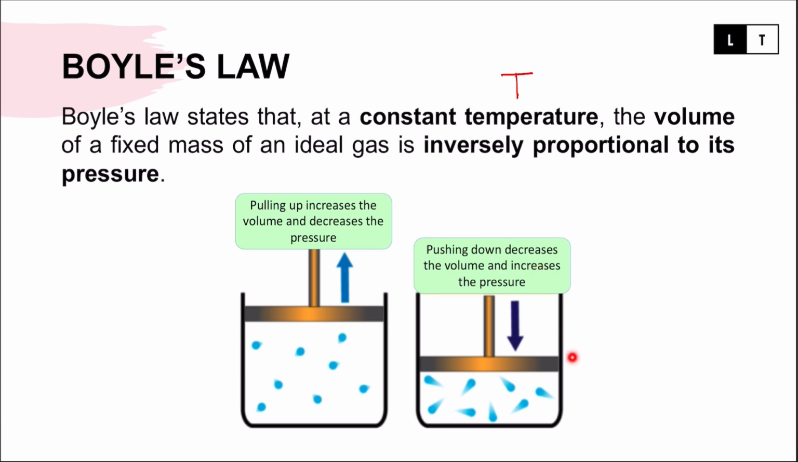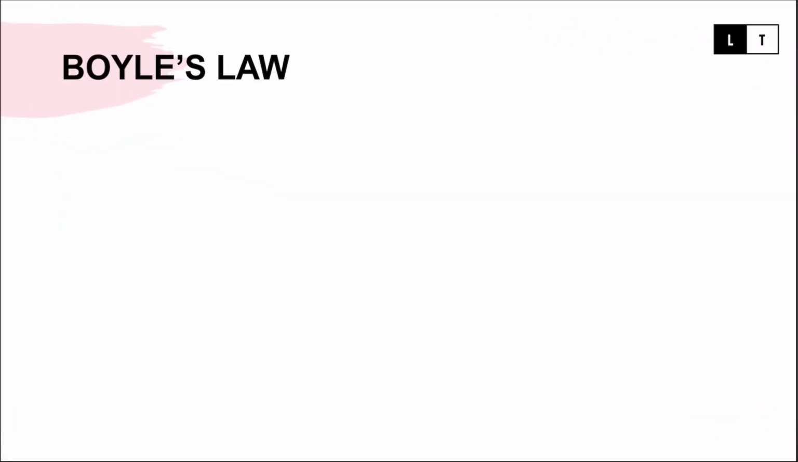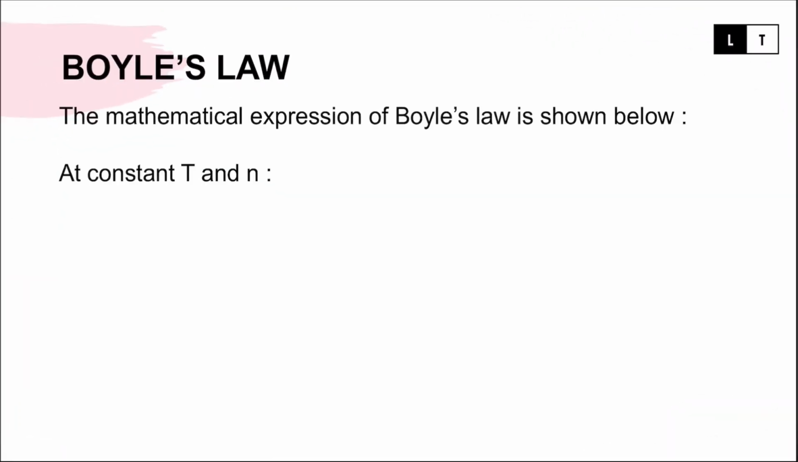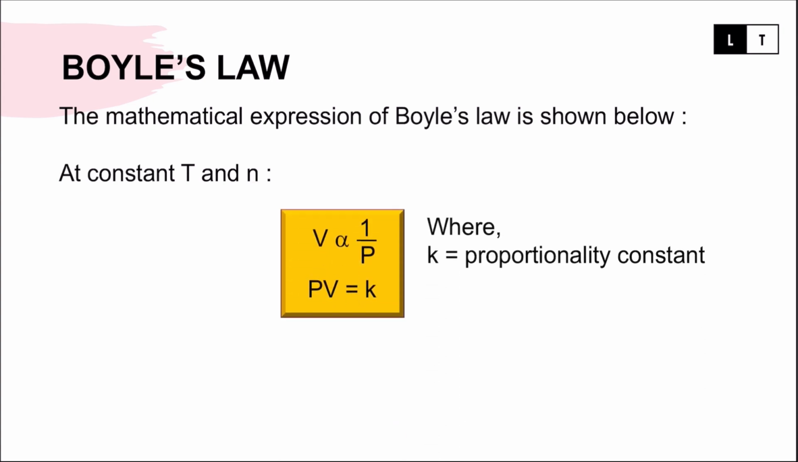So bila increase the pressure, maknanya movement of gas particles akan lebih faster. Untuk mathematical expression of Boyle's law is shown as at constant temperature and number of mole. Kita tahu volume is inversely proportional to the pressure, dan bila kita nak jadikan dia dalam bentuk equation, kita akan letak PV, volume akan darab dengan pressure, equals to the constant. Dan saya akan gunakan small letter k.